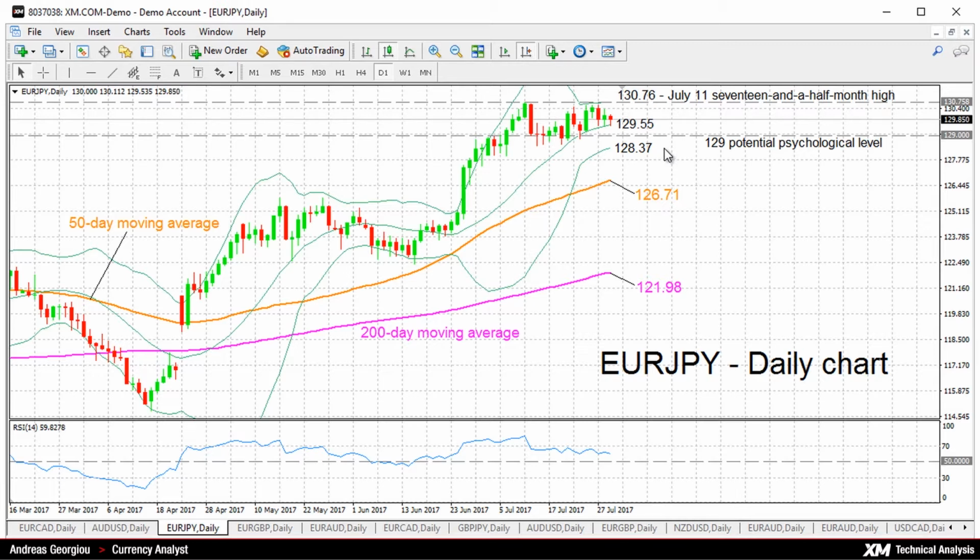Turning to the medium-term picture, it is bullish, and this is evident from the fact that both the 50-day moving average line and 200-day moving average line are currently upward sloping.